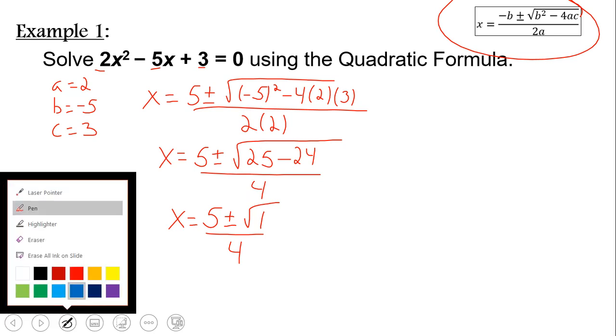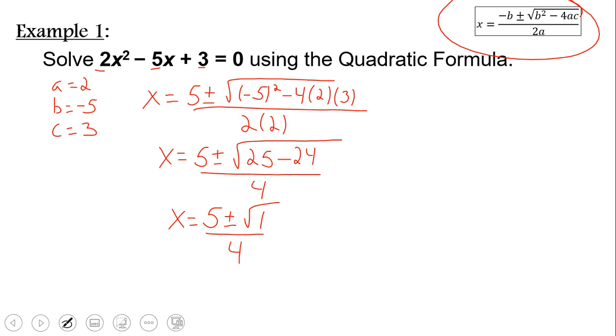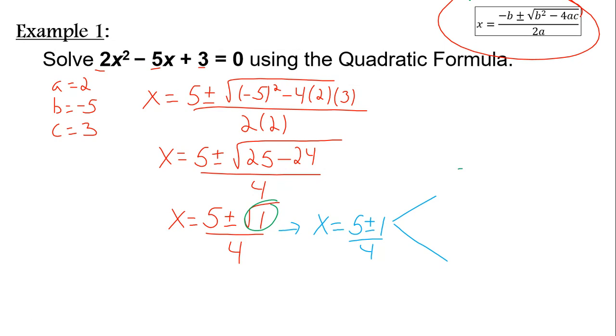Let's keep going here. What is the square root of 1? Well, the square root of 1 is just 1. So now I'm going to have x equals 5 plus or minus 1 over 4. Let's write our two cases then. Now, sometimes what's underneath that square root is not a perfect square, and you'd be done right there. But this is a perfect square, so we can continue going. So we're going to have 5 plus 1 over 4 and 5 minus 1 over 4. And this is what x is equal to.